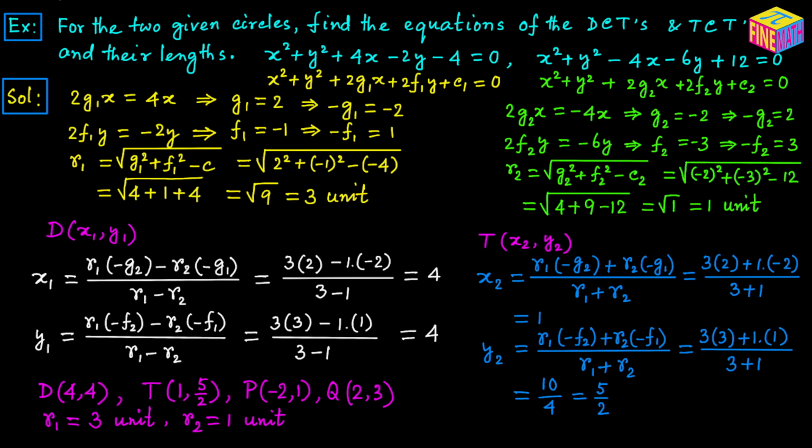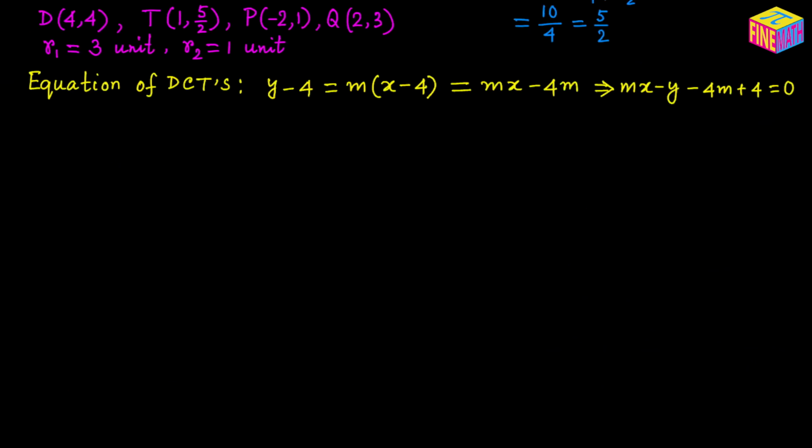So now we have all the information we need. Now coming up with the equation of the direct common tangents and the transverse common tangents will be really easy. So let's get started. Let's assume that the equation of the direct common tangents is like this: mx minus y minus 4m plus 4 equals 0.